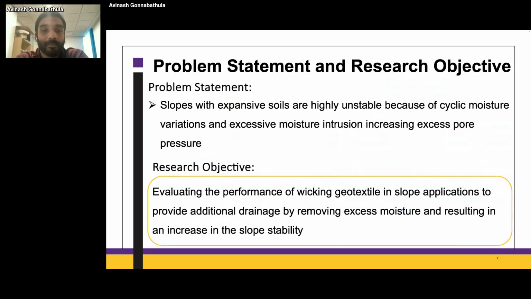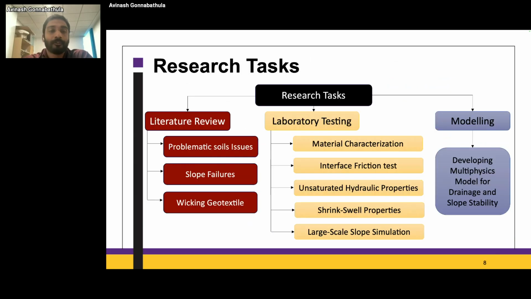And to reiterate the problem statement, slopes with expansive soils are highly unstable because of the cyclic moisture variation and excessive moisture intrusion, increasing the pore pressure and decreasing the stability of the slope. For this project, the research objective is to evaluate the performance of this wicking geotextile in slope applications to provide additional drainage and improve shear strength by removing excess moisture, resulting in an overall increase of slope stability. And for which, Avinash, you have a minute remaining.